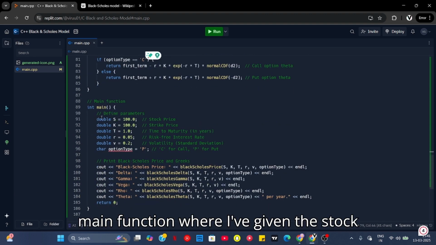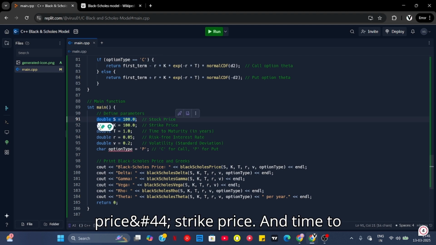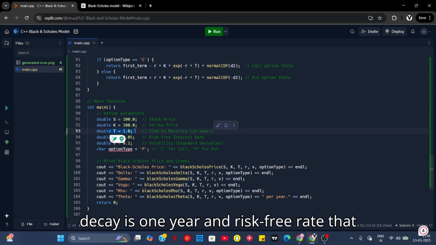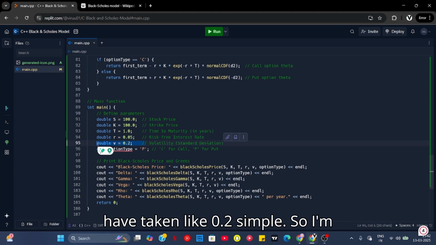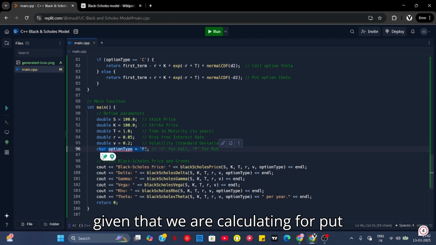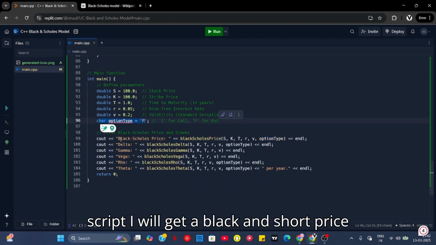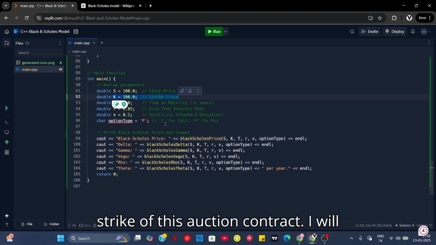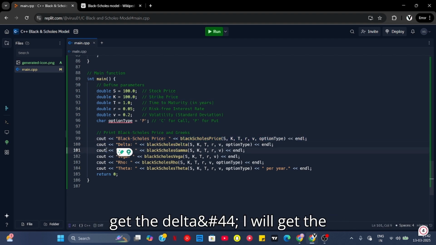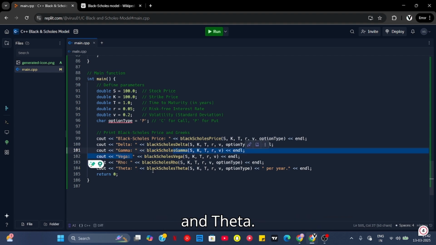Now I have written the main function where I've given the stock price, strike price, and time to expiry is 1 year, and the risk-free rate that I've taken is 5%, and the volatility I've taken is 0.2. Simple. We are calculating for put options, and as soon as I run this script, I will get a Black and Scholes price, what should be the price of this option contract. I will get the delta, gamma, vega, rho, and theta.